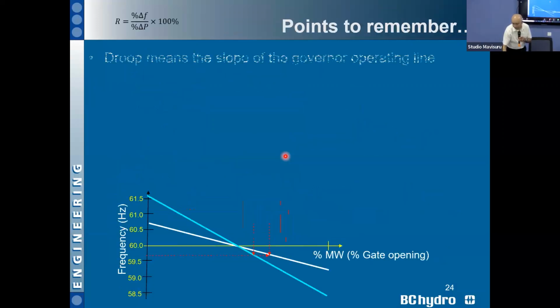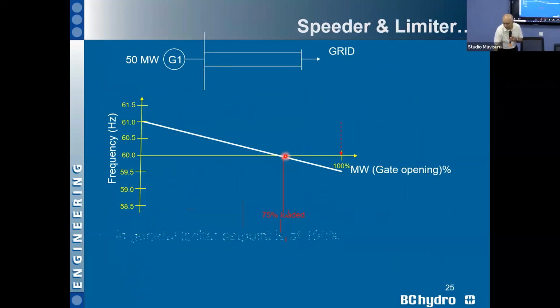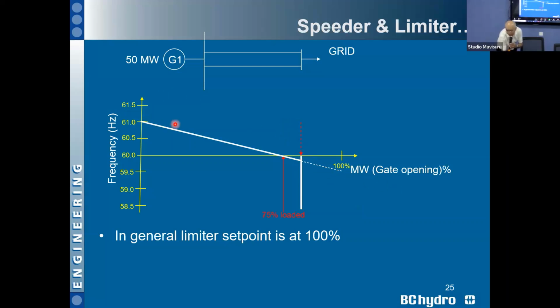I think I have another example. In general, whenever a unit gets synchronized, your limiter set point goes to 100%. But if some operator in your plant lowers the limiter set point to a lower value, that means you are curtailing the operation. You cannot open beyond this point. So the operation line becomes like that instead of this way. That means by bringing the limiter down, you will curtail the frequency controlling ability of that particular machine.